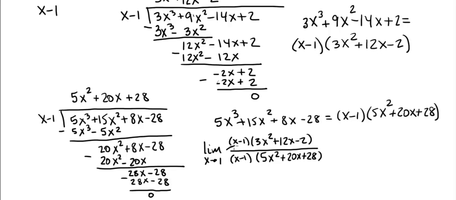Here is the source of 0 over 0. Those x minus 1s, they cancel. We can now safely plug in 1 for x and see what's left. In the numerator, we get 3 plus 12 is 15, minus 2 is 13. In the denominator, we get 5 and 20, which is 25, and then plus 28, that comes out to be 53. So the limit of the original problem is 13 divided by 53.